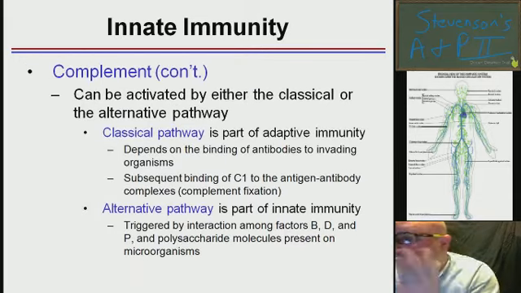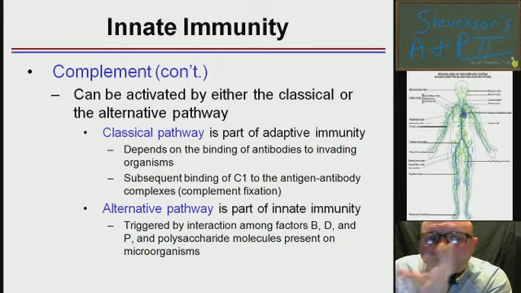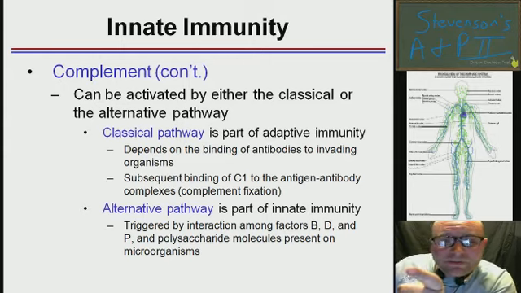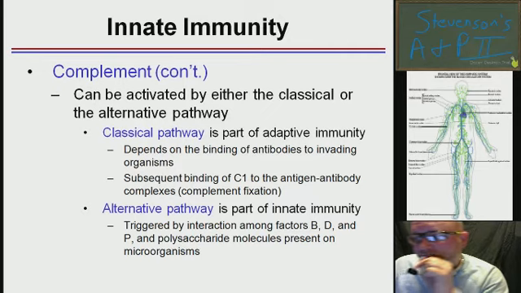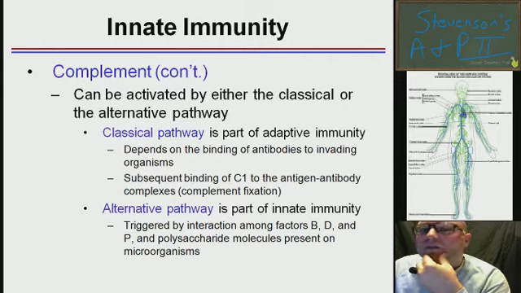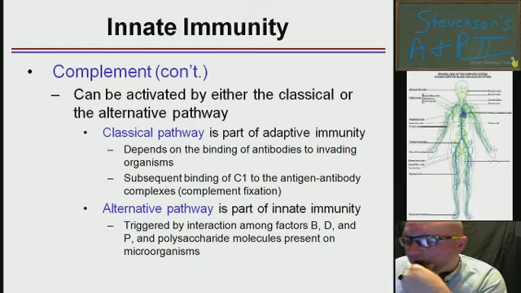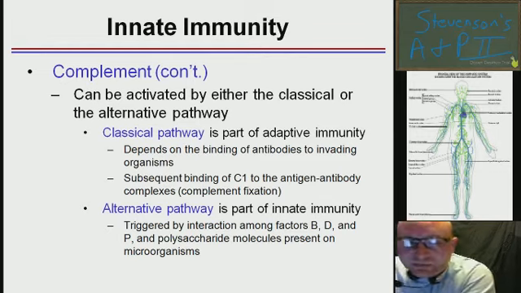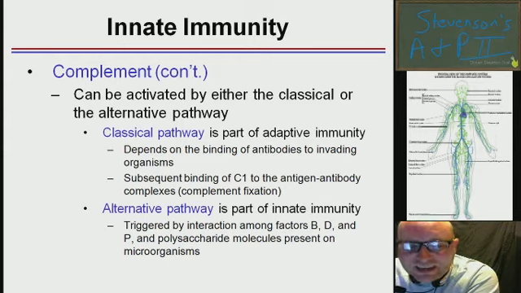More about the complement. It can be activated by either the classical or the alternative pathway. The classical pathway of the complement system is part of the adaptive immunity, and it will depend on the binding of antibodies to invading organisms or the subsequent binding of C1 to the antigen-antibody complexes through complement fixation. Then we also have the alternative pathway. The alternative pathway is part of the innate immunity, and it's triggered by interaction among factors B, D, and P, and polysaccharide molecules present on organisms.